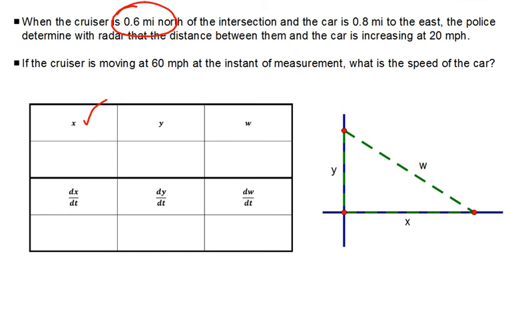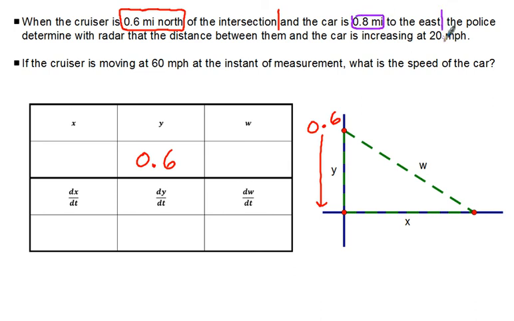Okay, so here goes. It says when the cruiser is this far north of the intersection, stop right there. That's telling me that this distance right here is 6/10 of a mile at an important moment. So that would represent the value of y at that instant. Okay, keep reading. The speeding car is this distance to the east. Stop and interpret. That's telling me that this distance right here is at that moment 8/10 of a mile. So that would represent the value of x at that particular moment.